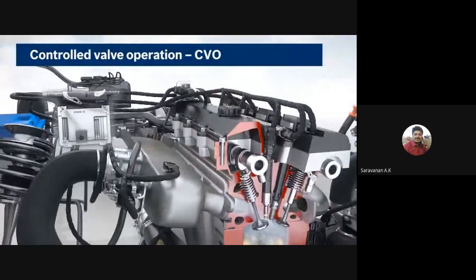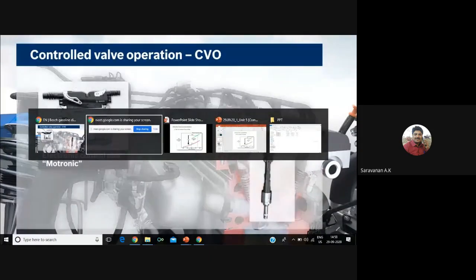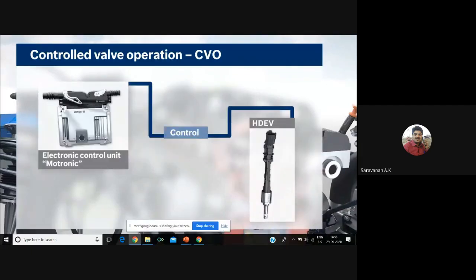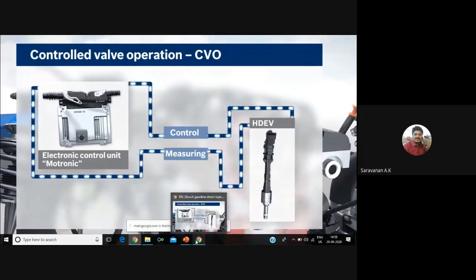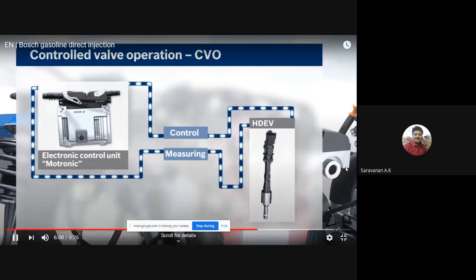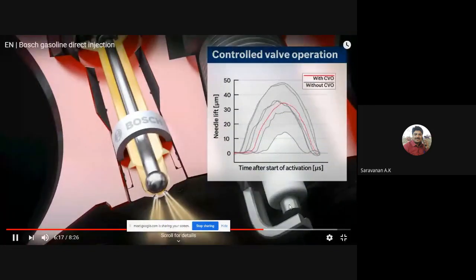Key components of CVO are the Bosch engine control unit and the Bosch high-pressure injector. Contrary to the conventional pilot-controlled injection, the control unit and high-pressure injector operate in a closed-loop system. During the injection, the control unit measures the activation signal and determines the opening and closing of the valve needle to compute the duration of the open phase.